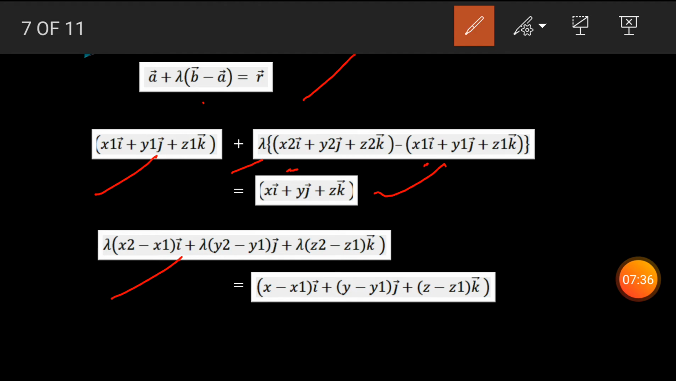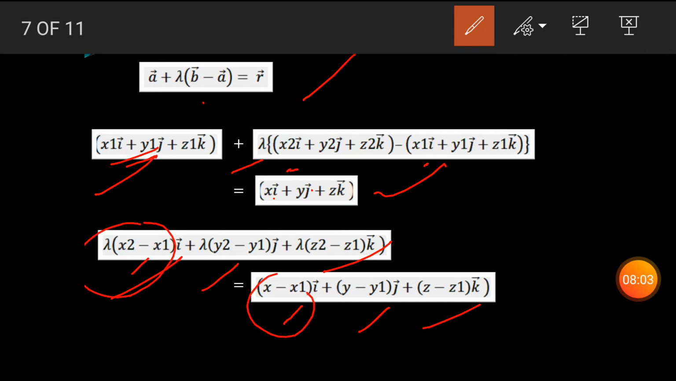So this value we are going to put here, and here you can see we are going to collect the scalar component of i. We can take common, so it is x2 minus x1. Then lambda we are also going to multiply, so lambda times x2 minus x1 i, lambda times y2 minus y1 j, and lambda times z2 minus z1 k. And here, this minus this quantity will become x minus x1 i, y minus y1 j and z minus z1 k. Now we are going to compare them.